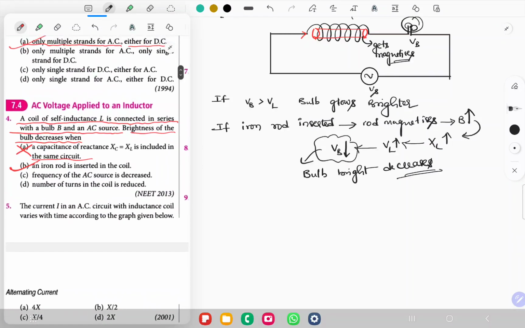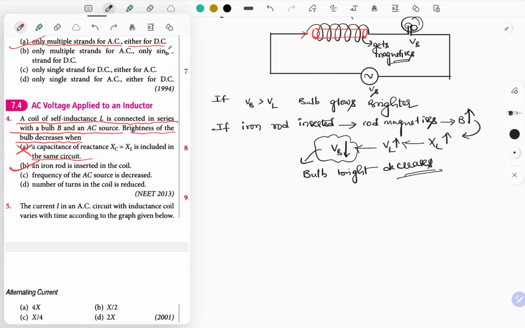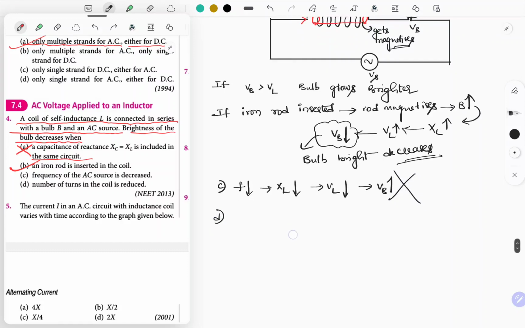Just observe option 3 and option 4 also. They're saying the frequency of the AC source decreases. If you observe option C, if frequency decreases, what happens to XL? XL is proportional to frequency, right? XL also decreases. If XL decreases, VL decreases. If VL decreases, VB increases. Voltage across the bulb increases. Then is it possible to decrease the brightness of the bulb? No, it is not possible. Similarly, option D. If you observe option D, the number of turns of the coil is reduced.